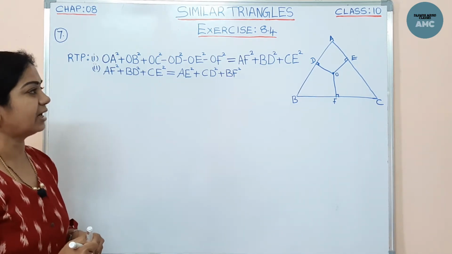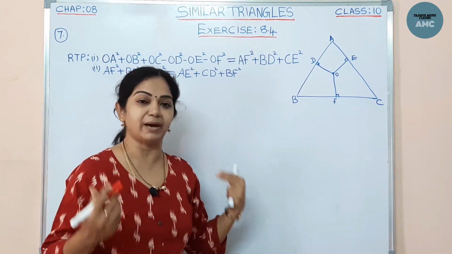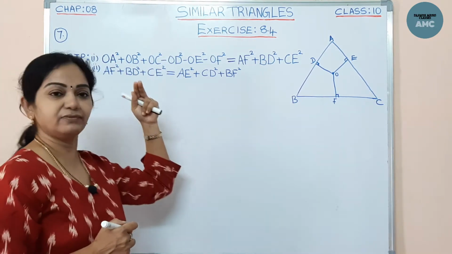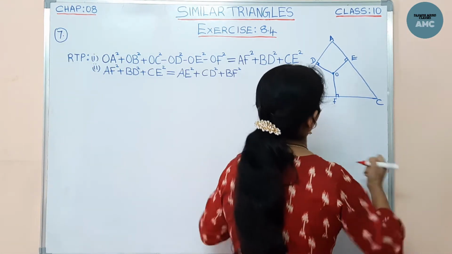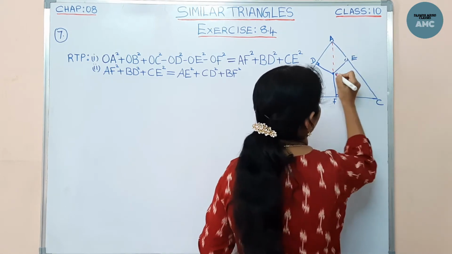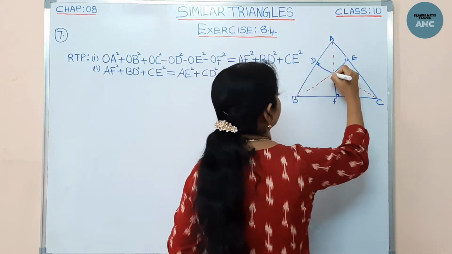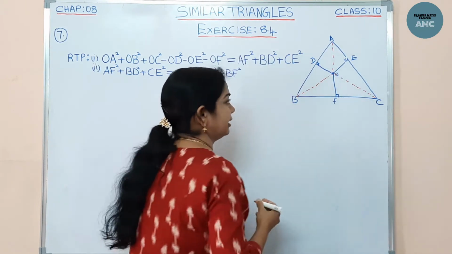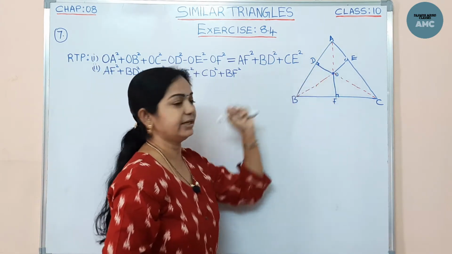Now we were doing this exercise 8.4 based on the Pythagoras theorem. So we have done 4 problems, and now this is the next problem. Here let me join AO, OC and OB, so that I can clearly see AOD.